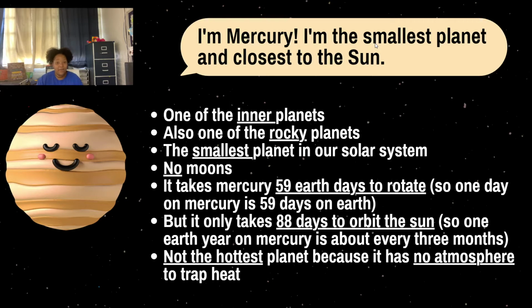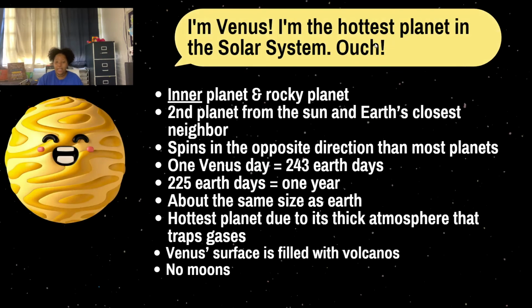The next planet that we're going to meet is Venus. It is the hottest planet in the solar system. Venus is an inner and rocky planet. It is the second from the sun, and it's our closest neighbor. And it actually spins in the opposite direction than most planets. So Venus does her own thing.